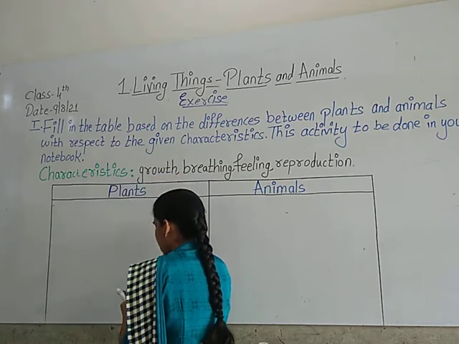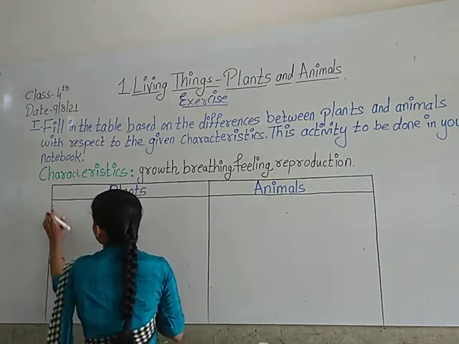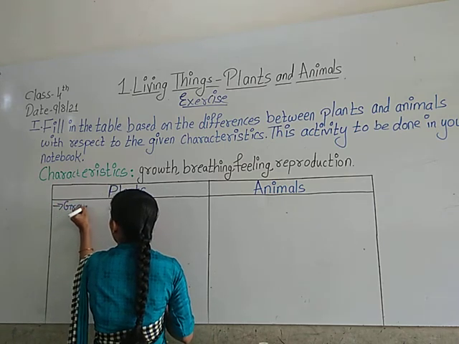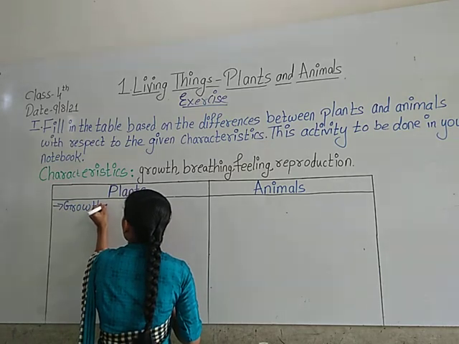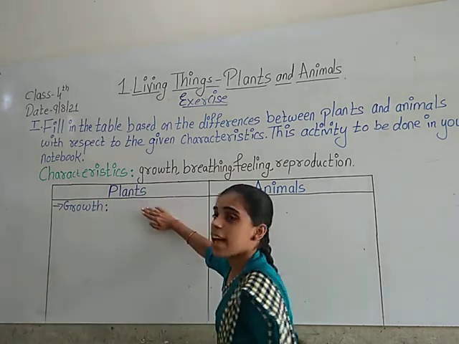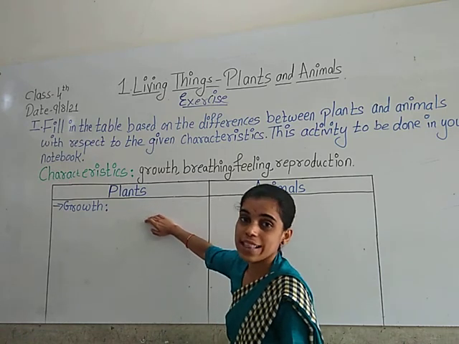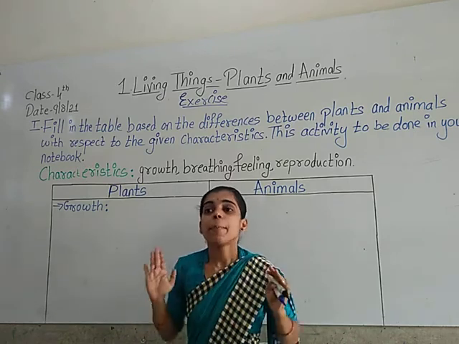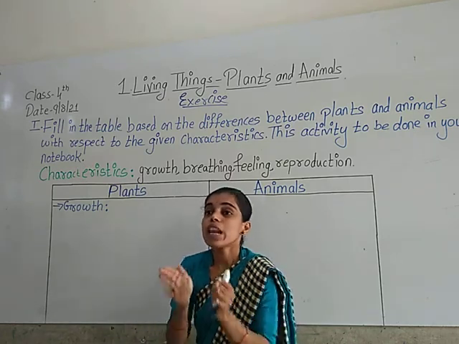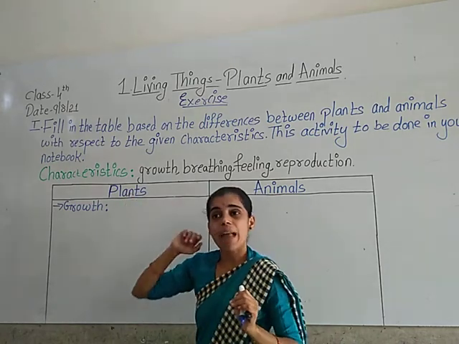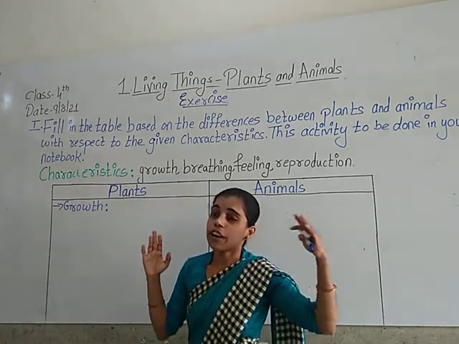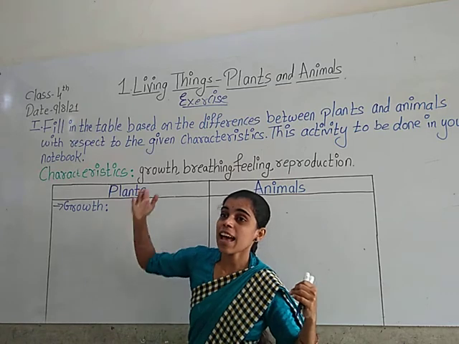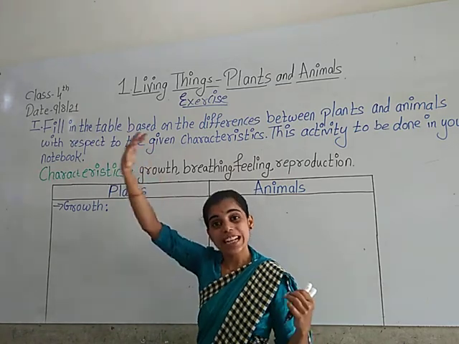First characteristic, that is growth. Growth. So there is a continuous growth in plant. The plant does not have a period of growth. There is no limitation in the growth of plants. So the plant grows continuously, day by day, weekly and monthly. The size of the plant goes on increasing.